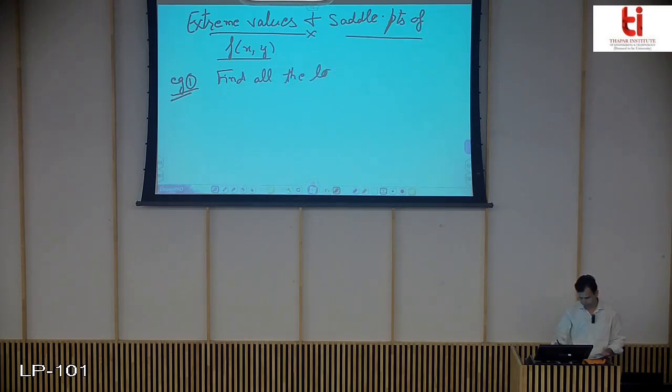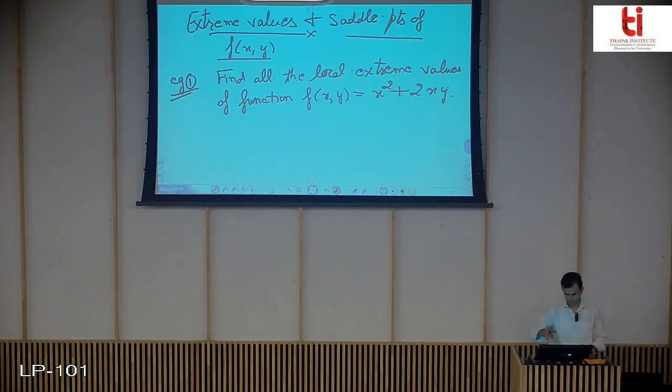Find all the local extreme values of the function f(x,y) is equal to x square plus 2xy. Okay, so in this question, you have been given a two variable function, and now you have to find the extreme values of this function.